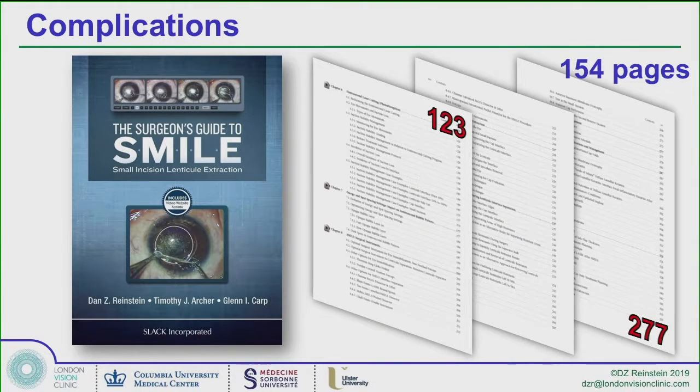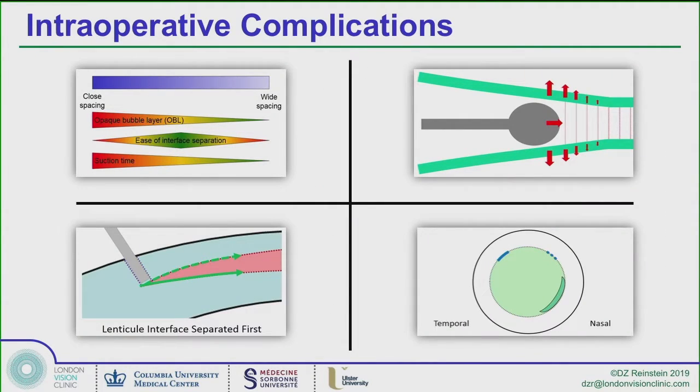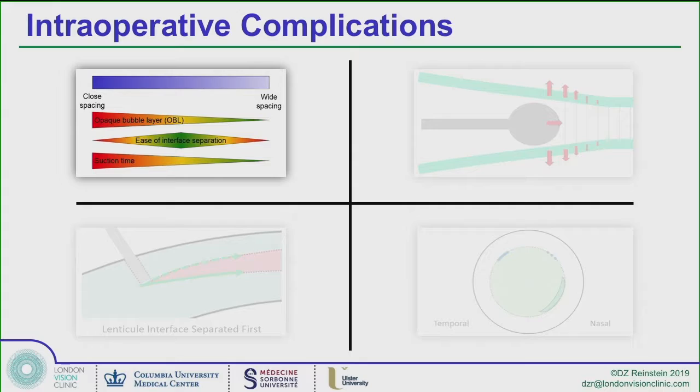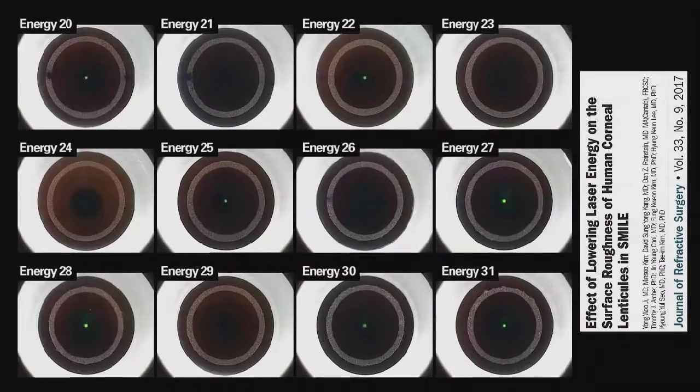Now, 5 minutes for complications, well, let's be clear. Our textbook, which is based on our learning curve of 4,000 eyes, has 154 pages on just complications. So we're obviously going to have to pick a few of the greatest hits to talk about in a few minutes. And I've picked these four because I think they're the main pitfalls of people starting SMILE. The first one is to do with energy settings.